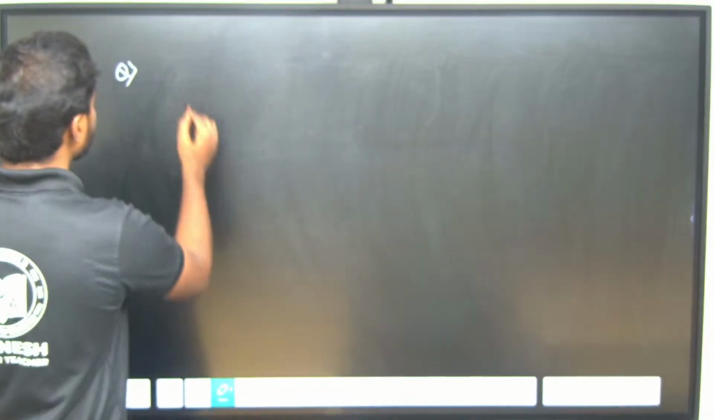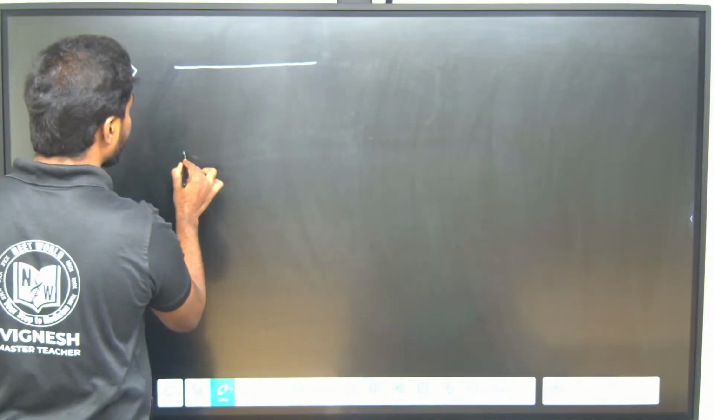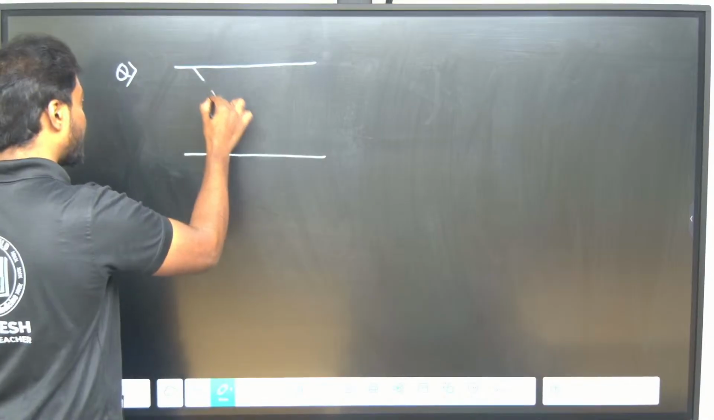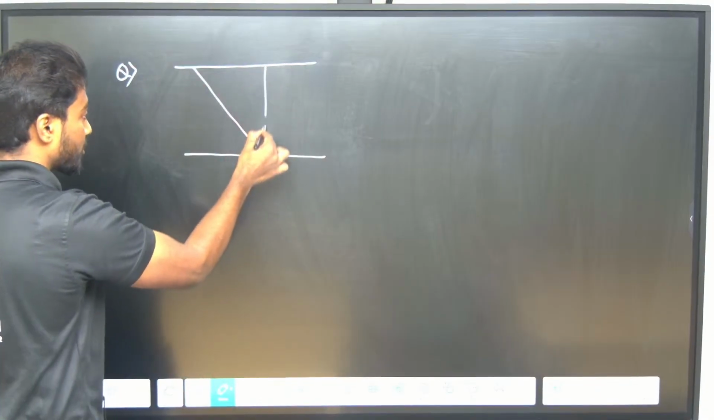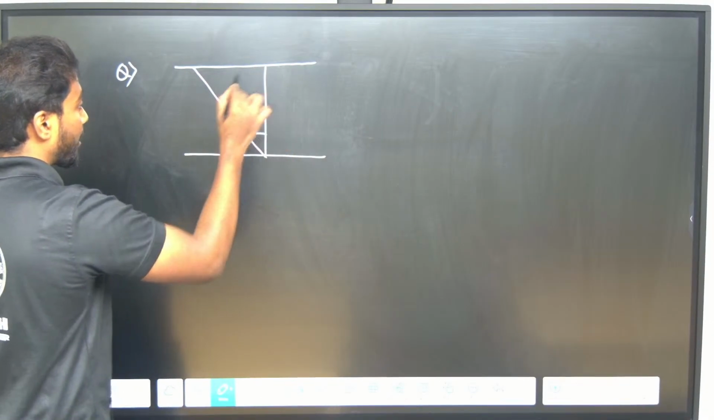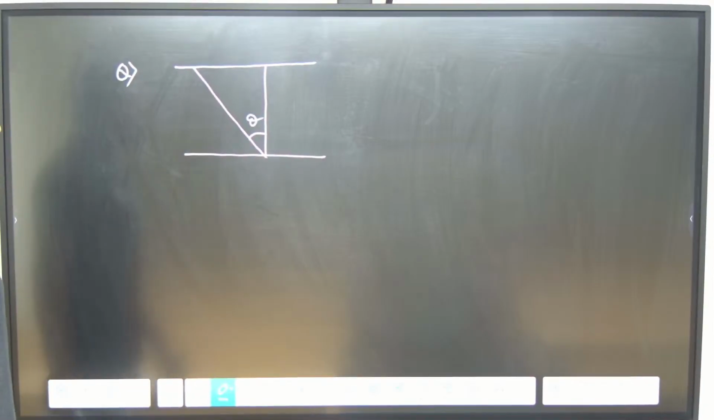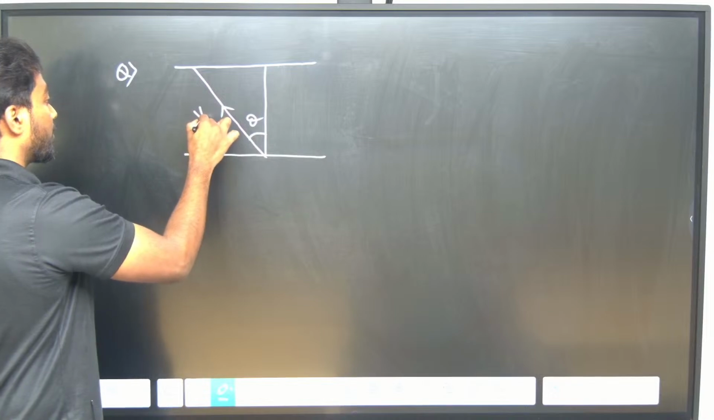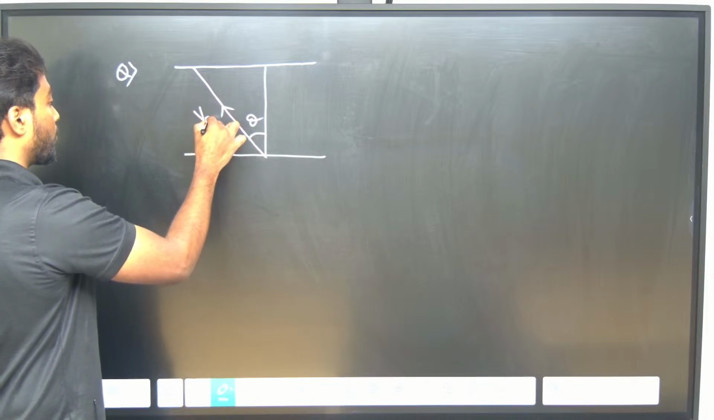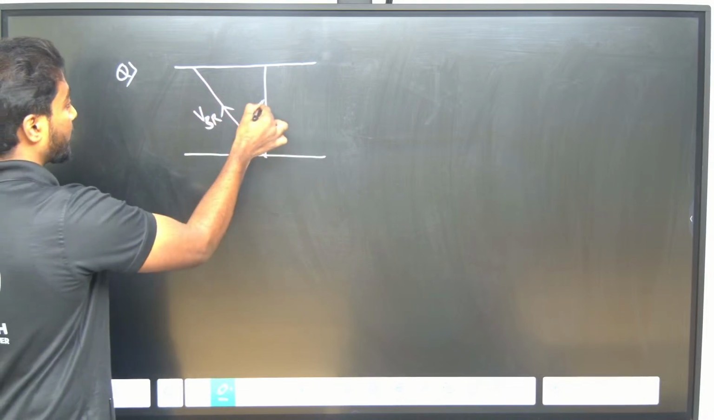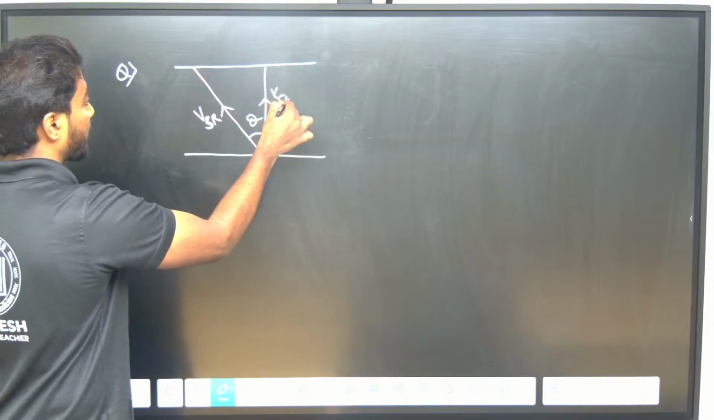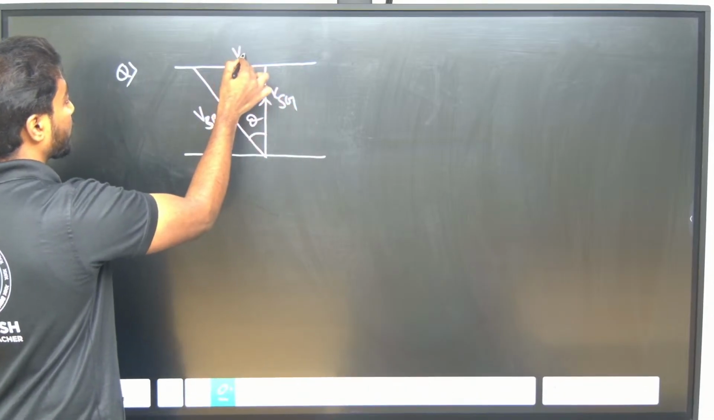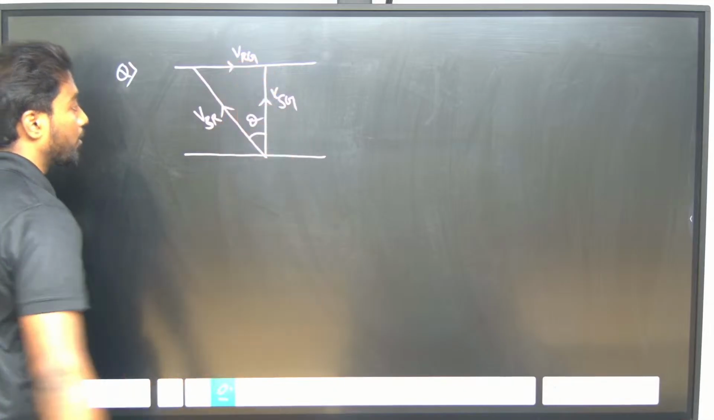Shortest distance means which is the diagram I should use? The diagram I need to take is this one. So shortest distance diagram, theta. Okay, shortest distance diagram theta. Velocity of swimmer with respect to river. Velocity of swimmer with respect to ground. Velocity of a river with respect to ground.